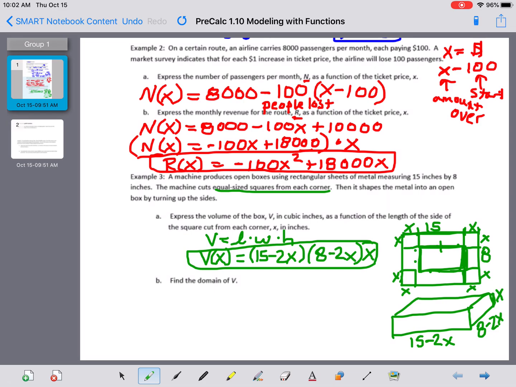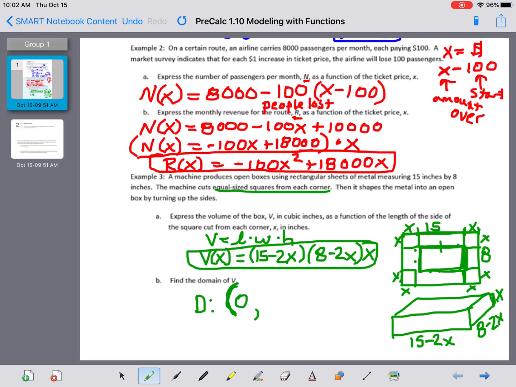The second part, though, is something we really need to stop and think about. Find the domain of V. I can't plug in any old x I want. Obviously, can I plug in anything 0? We can't have a 0 height on this box or it won't be a height. So 0 is like the lowest, but I can't really be there. So I'm not going to include it. I'm just going to put my parenthesis there.